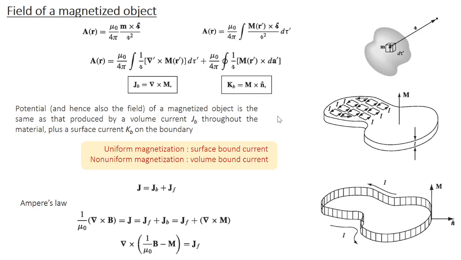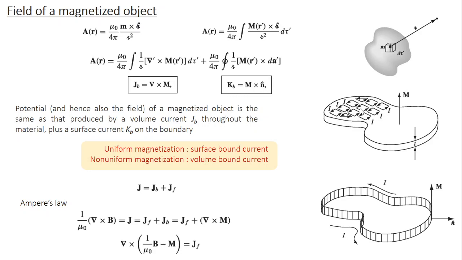What is the physical meaning of the bound current? Let's take a thin slab of a magnetized material. Now inside each atom there are magnetic dipoles represented as current carrying loops. So you have current carrying loops all throughout the material. Let's look at the direction of the current. If you take two adjacent magnetic dipoles, here current is flowing in this direction.